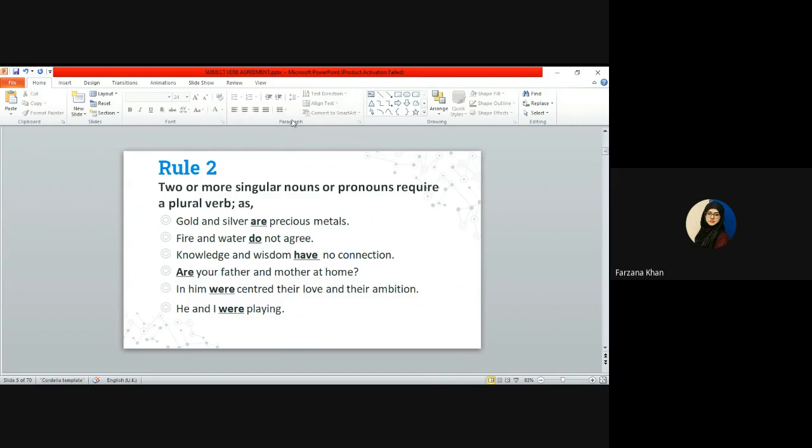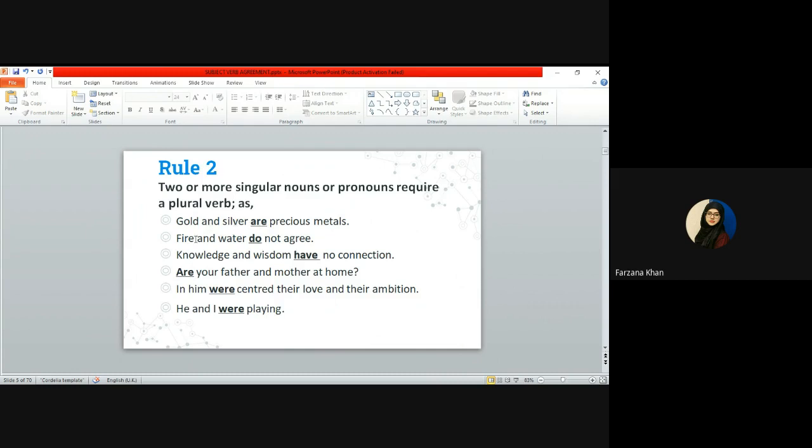Here you can see in the examples, gold and silver are precious metals. Basically, here we have two subjects in this sentence. One subject is gold and the other subject is silver. Both nouns are singular, but they have been joined by the conjunction "and". So two singular nouns require a plural verb. So gold and silver are precious metals.